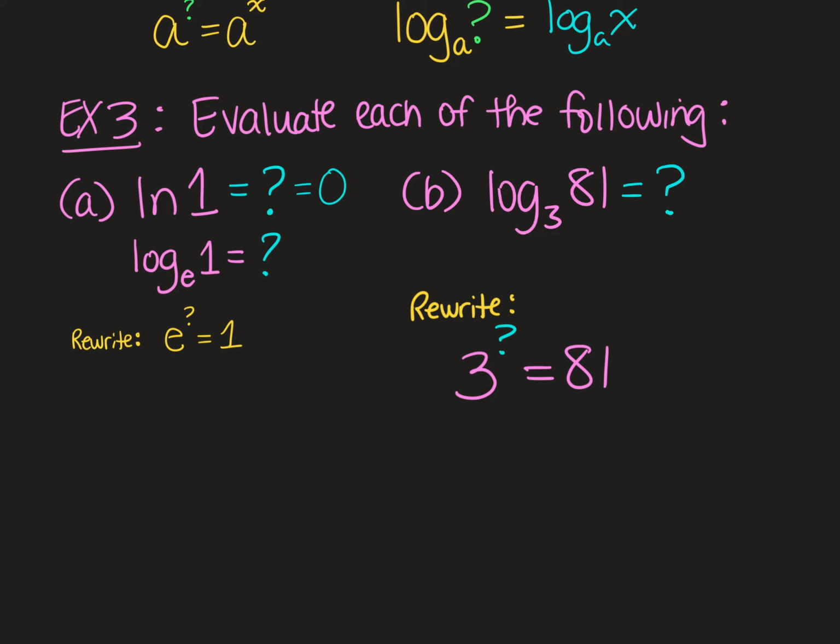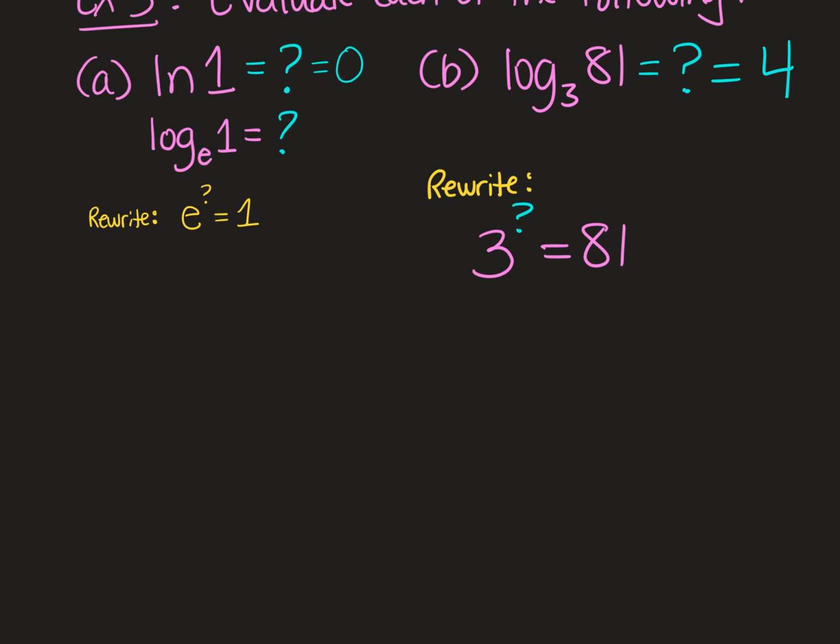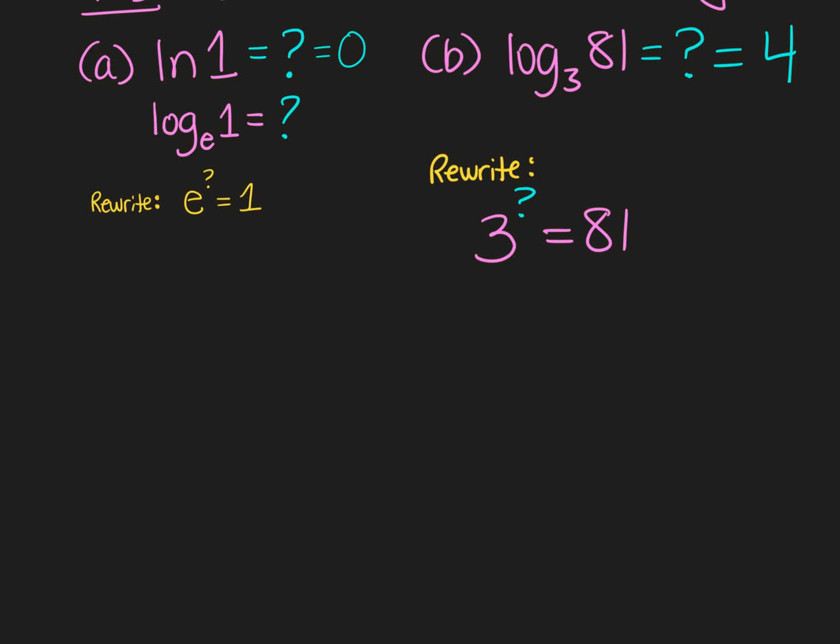Might have to think about that one for a second, huh? 4. Yeah, good. So 3 times 3 times 3 times 3 is going to be 81. So that is equal to 4. We'll do a couple more here. I just want to get us comfortable evaluating some logarithms. So what if I give you log of 100?